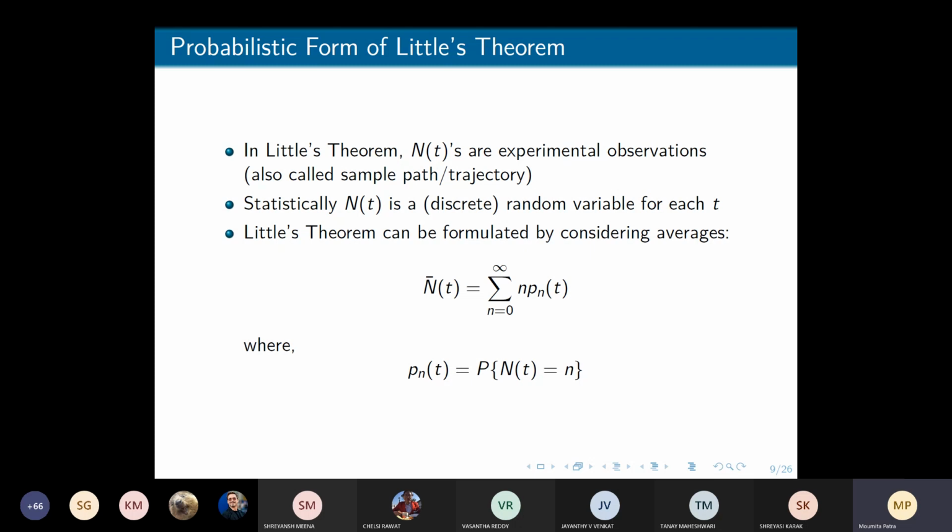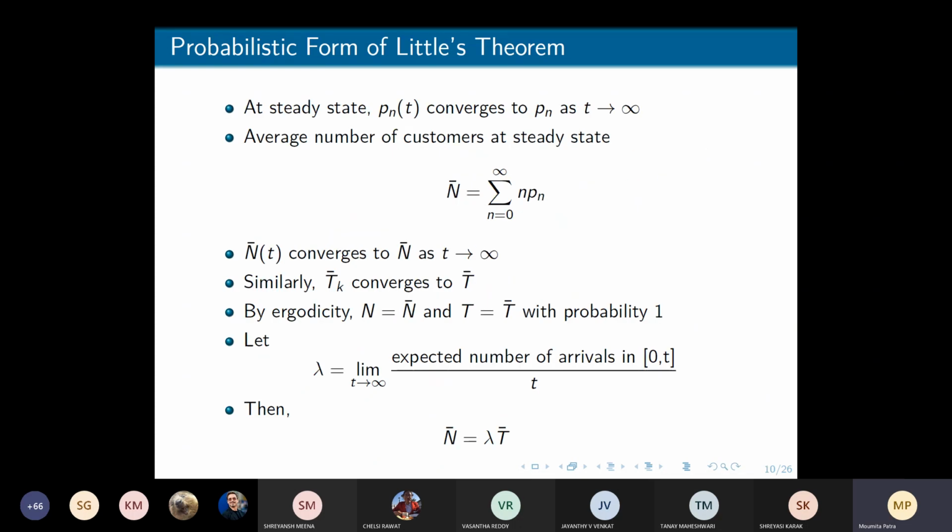So we can formulate Little's theorem like this, by considering averages. How can we write it? That is, N(t) bar is equal to the summation of n equals 0 to infinity of n p_n(t). What is p_n(t)? p_n(t) is the probability that N(t) is equal to n, that means n experimental observations you have taken until time t. Right, so this is the representation of N(t) bar.